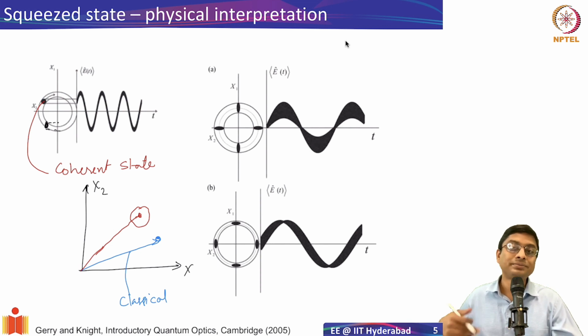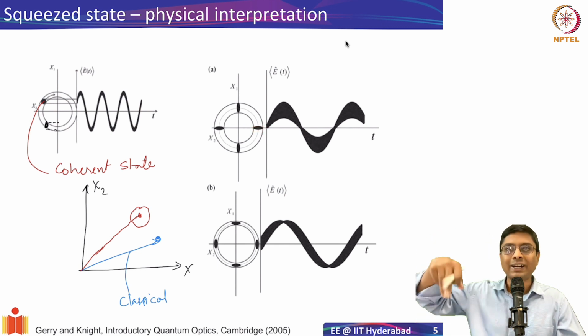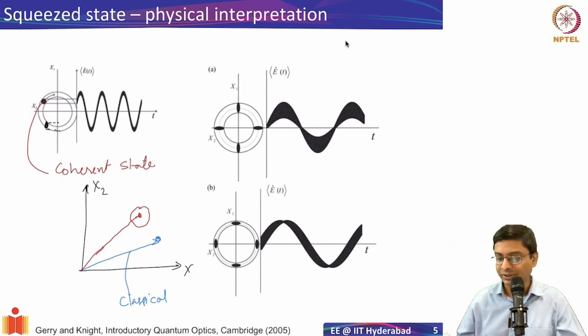What about the squeeze state? Now, if you take a squeeze state, I can talk of, let's say, this same x1 axis, but instead of a circle, I have an ellipse. If I look at this ellipse on the top picture A here, what is it? Is it an amplitude squeeze state or a phase squeeze state? Phase squeeze state, because along the radial direction it is stretching out. In the phi axis it is getting compressed, so it's a phase squeeze state.